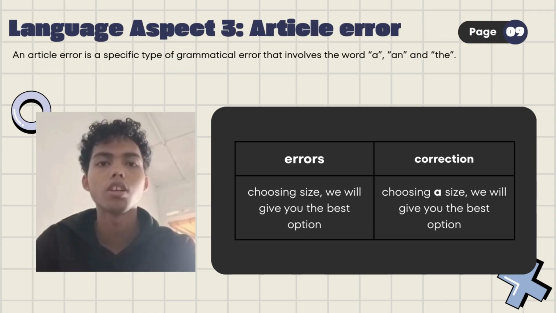Language aspect 3 is article error. An article error is a specific type of grammatical mistake involving the words a, an, and the. If we look at the error example, "choosing size, we will give you the best option", the sentence feels incomplete because it's missing an indefinite article. In the corrected version, we add the word "a" before "size". By saying "choosing a size", the sentence becomes much more natural and grammatically sound.